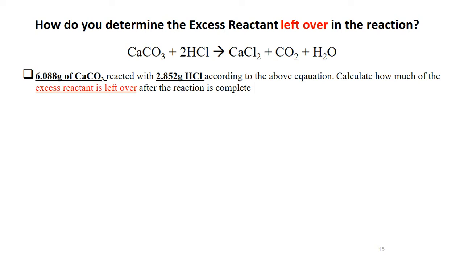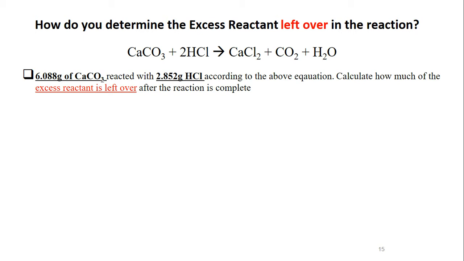So today you are going to learn how to calculate how much of the excess reactant is actually left over after a chemical reaction has gone to completion. So in the previous video, you learned that the limiting reactant is the reactant that's completely consumed, and the theoretical yield is the maximum amount of product that can be made in a chemical reaction, and that the excess reactant is the one where you have stuff left over.